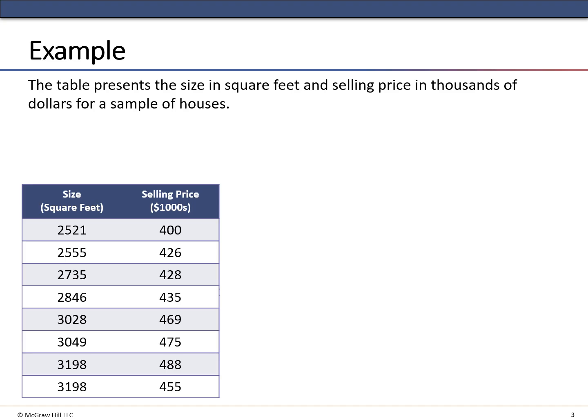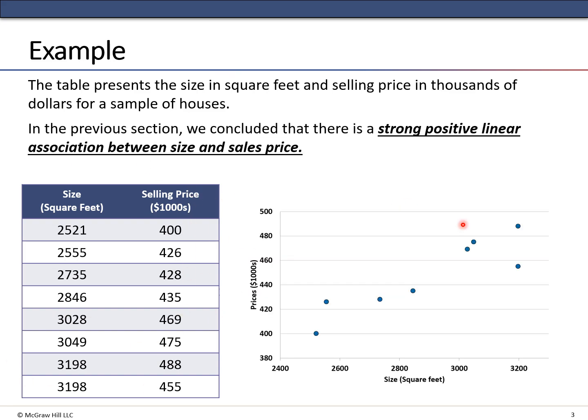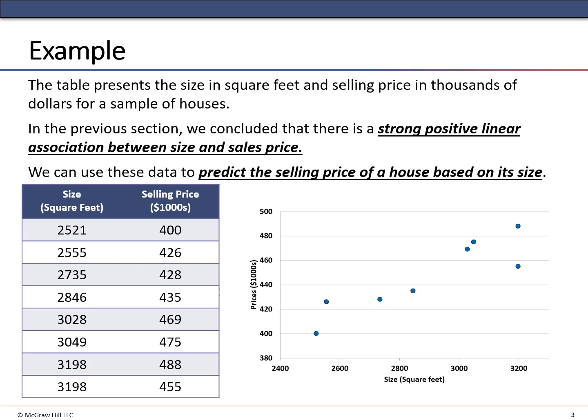In 11.1, we looked at this example before. The table presents the size in square feet of a house and the selling price in thousands of dollars for a sample of 8 homes. In the previous section, we concluded that there's a strong positive linear relationship between the size and the sales price. We can use this data to build a model which will then predict the selling price of a house based upon its size.